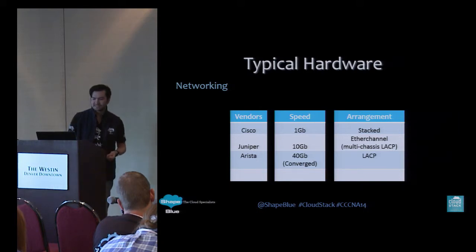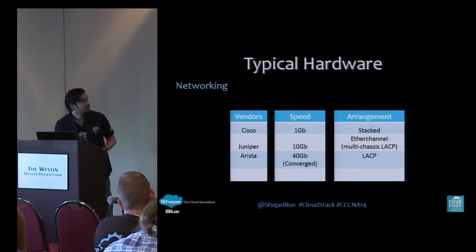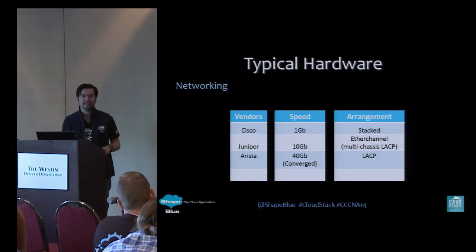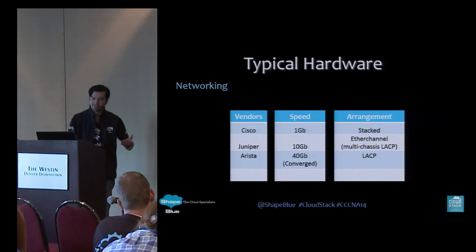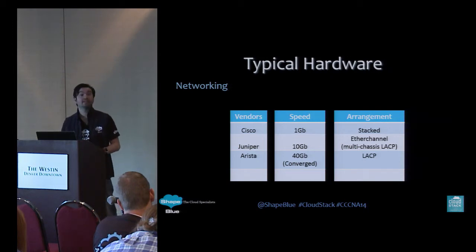Usually we're stacking in some kind of way, but with the KVM guys and XenServer, if you're using advanced networks, obviously now you can use LACP. So that's where you might still stick with 1 gig and have 4 to 6 interfaces to get that through.